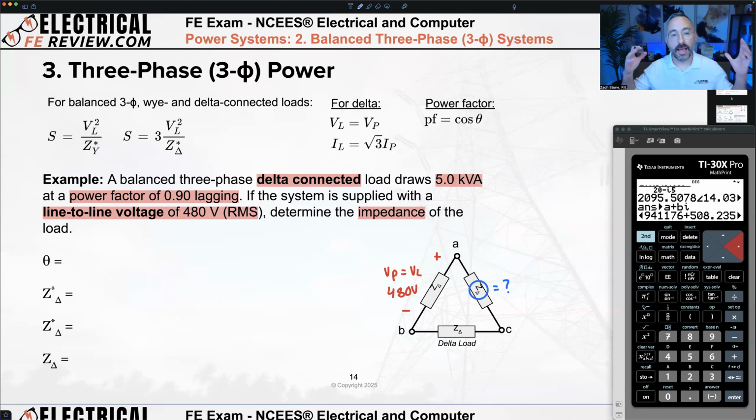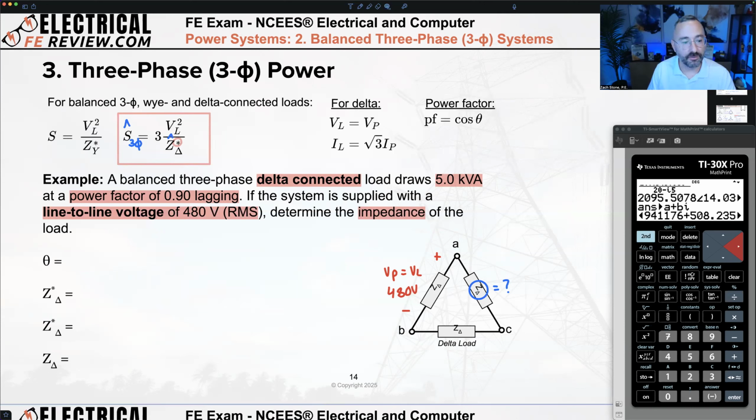So that tells me I can use my S equals V squared over Z formulas. Which one am I going to use? Am I going to use the one on the left that uses a Y impedance, or am I going to use the one on the right that uses a delta impedance, which is the value we're solving for? Delta connected load, you got it, Daniel and Chuck, which means we're going to use the delta version of this formula. Reminding ourselves this is not apparent power, it's not the magnitude, this is three-phase complex power. This is the conjugate of our complex impedance, and this voltage, that's just the magnitude.